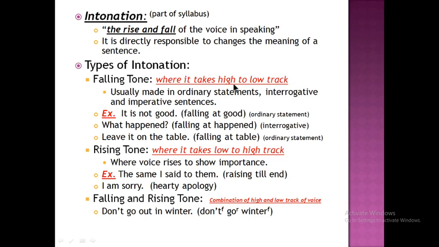This is falling tone. This is the example of falling tone. Falling at happened. In this sentence, what happened? What is with a raised tone and happened is with a falling tone. So this too is an example of falling tone. And the last one is leave it on the table. Leave it on the table means I'm directing someone to leave something on the table. On the table is with a very low tone. This too is an example of falling tone.